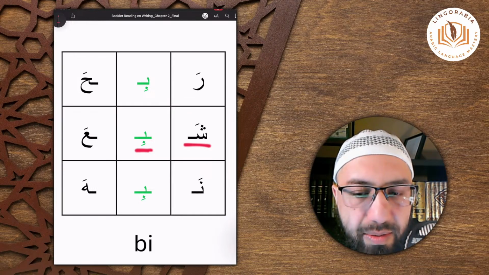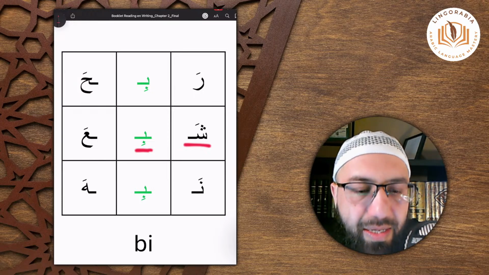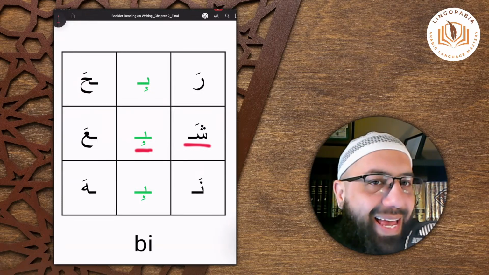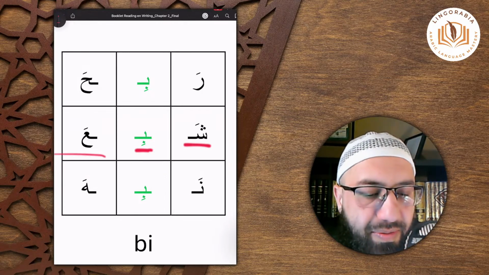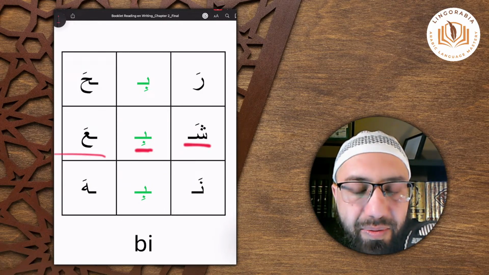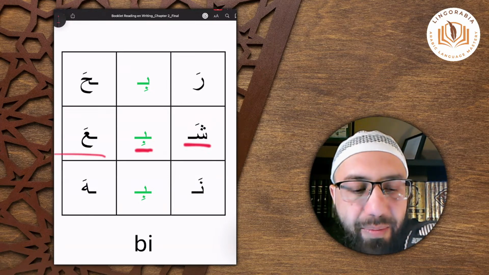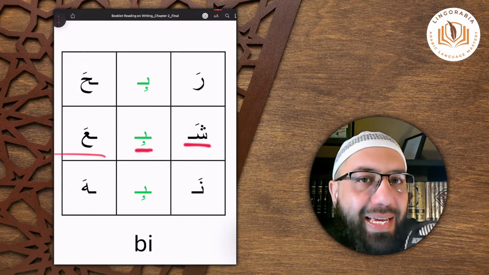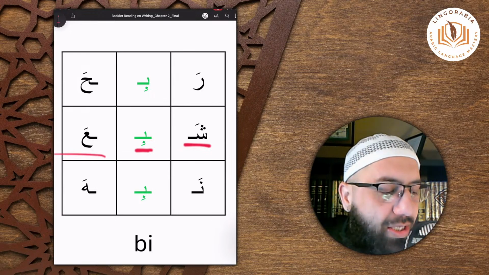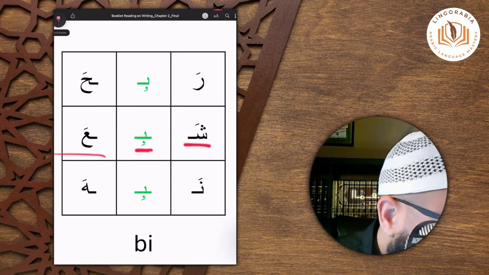Yes, the second one. Sha. Yes, B. Correct, guys. So you got here sha B. And at the end, we got the Ain with the fatha. So you got here shabi'a. Shabi'a. Okay? And let's go to the next one.